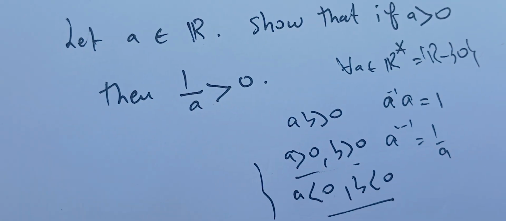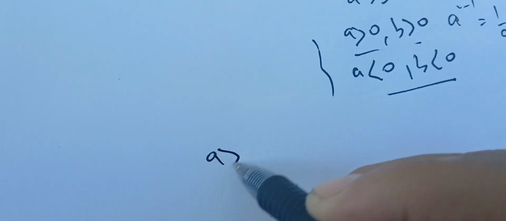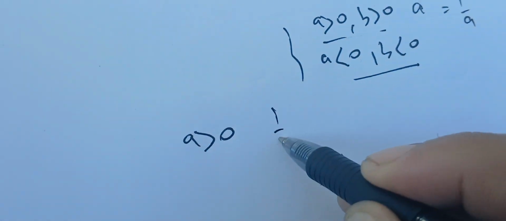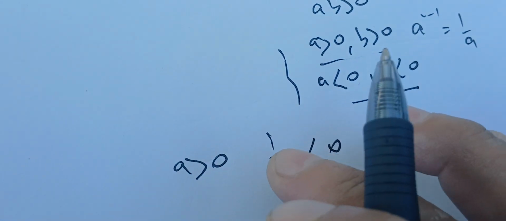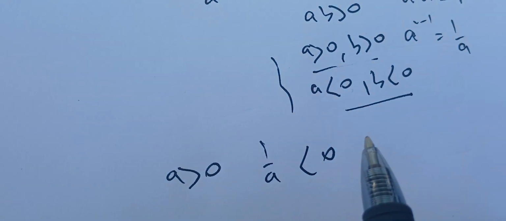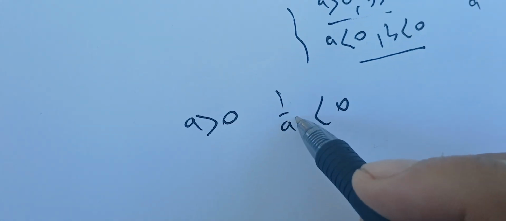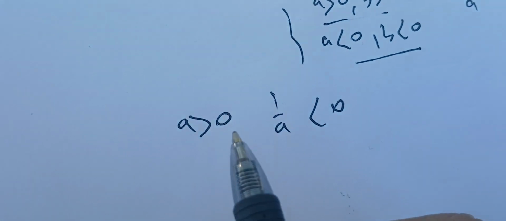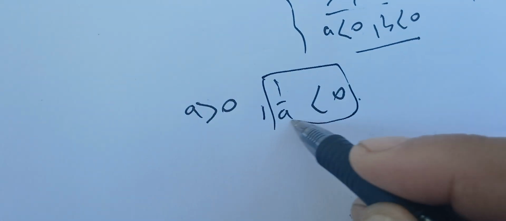So we're going to prove this one by contradiction. We're going to assume that a is bigger than 0, but 1 over a is less than 0. We're not going to put the equal sign because 1 over a cannot be 0. So if a is bigger than 0, then 1 over a is less than 0. Is this true? We assume that we have this, but we have this result here.